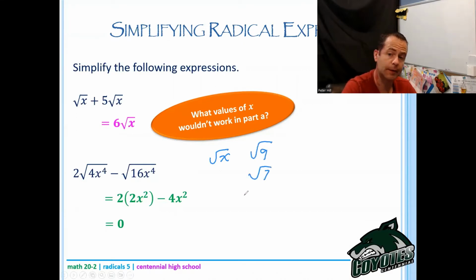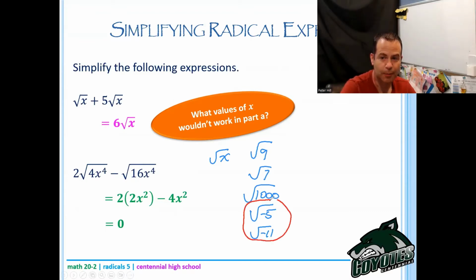That could be root 7. That could be root 1800. But I didn't write 1800. I wrote 1000. So we'll say root 1000. That could be root -5. That could be root -11. Now, what I want you to notice here is these guys are problematic. And maybe you don't know they're problematic yet. So let's have that conversation.